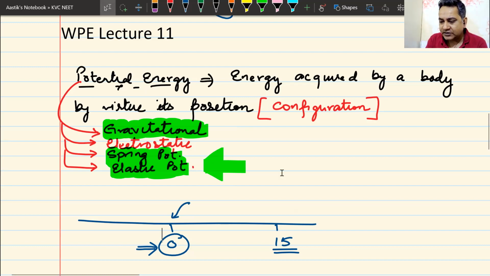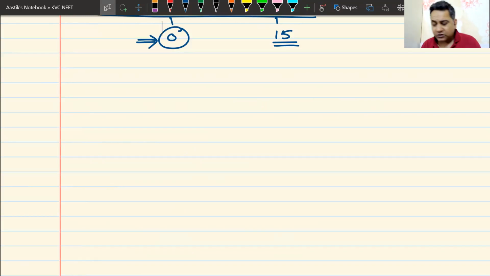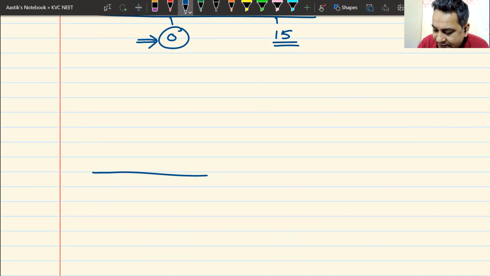I'm taking a lot of time on this chapter. The reason is very simple, because this will come here, this will come in gravitation, this will come in electrostatics. If you understand it here, you are doing a lot of hard work. And I always want my students to do hard work with me so that they have an easier life when they are doing something else.